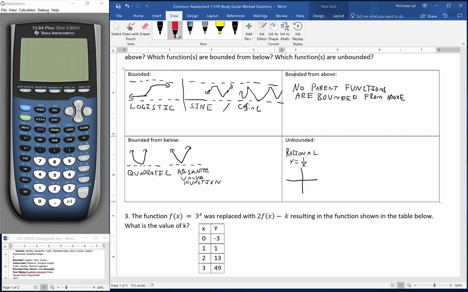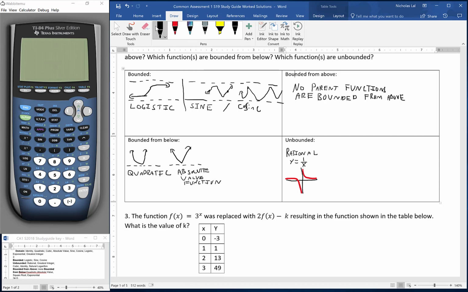The rational function gets smaller and smaller like that, and then it decreases like this. So that is your rational function.